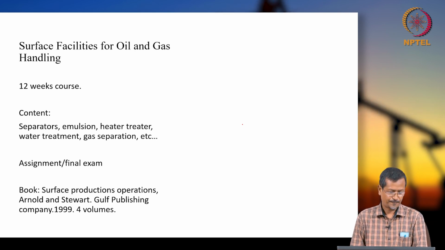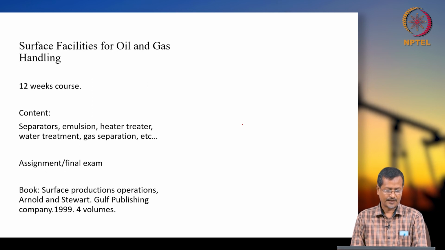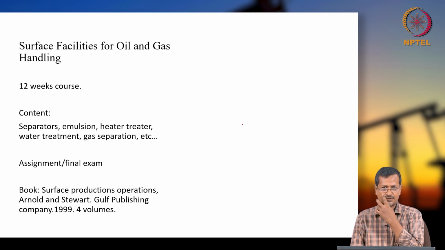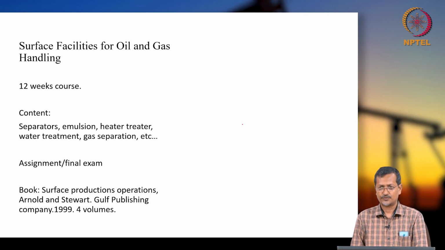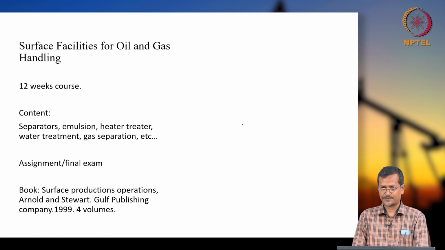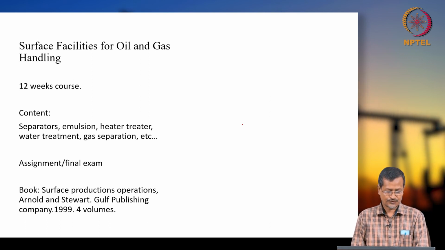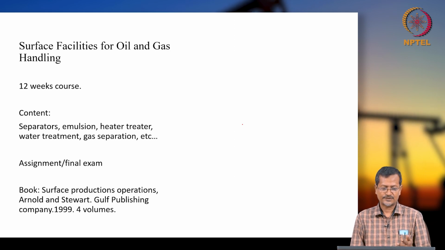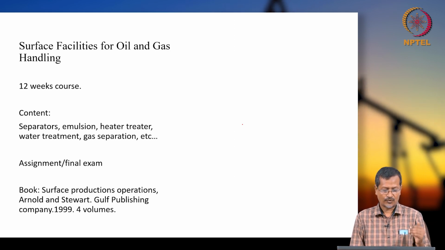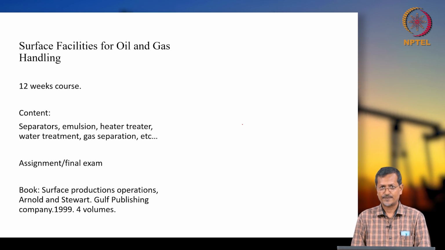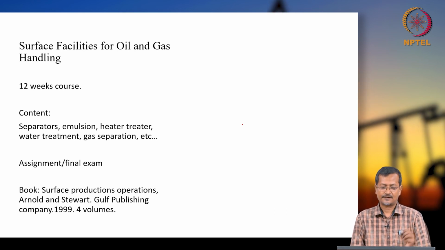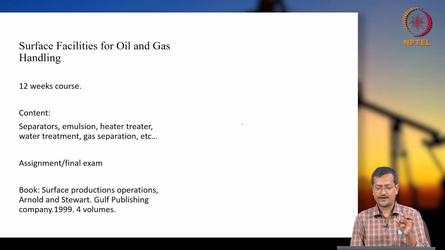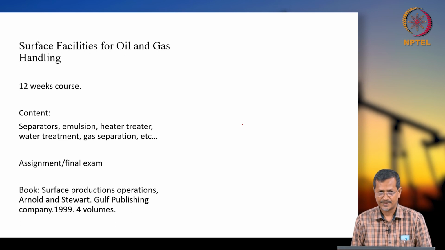For this course, I'll be following the book Surface Production Operations by Ken Arnold and Maurice Stewart. I think this is a very common book for surface production operations. So students who are willing to attend or learn this course can follow the book. And if any other course material is required, I'll give it to you, or I'll tell you during the lecture the name of the book or content where you can find the relevant course material.